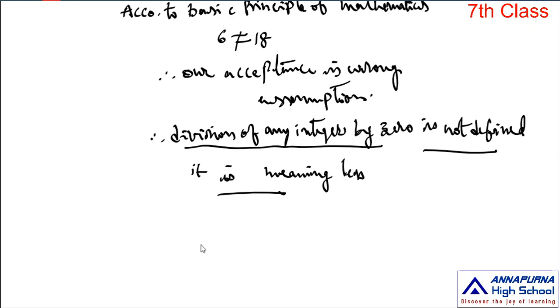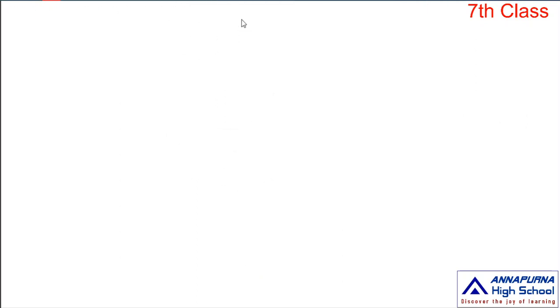It is meaningless. So here we can divide the given integer by 0 by using the inverse operation of multiplication also. Let me explain that one also. Let us consider the same integer, 6 divided by 0. We have to prove that division by 0 is not defined. Prove that. This is the proof.